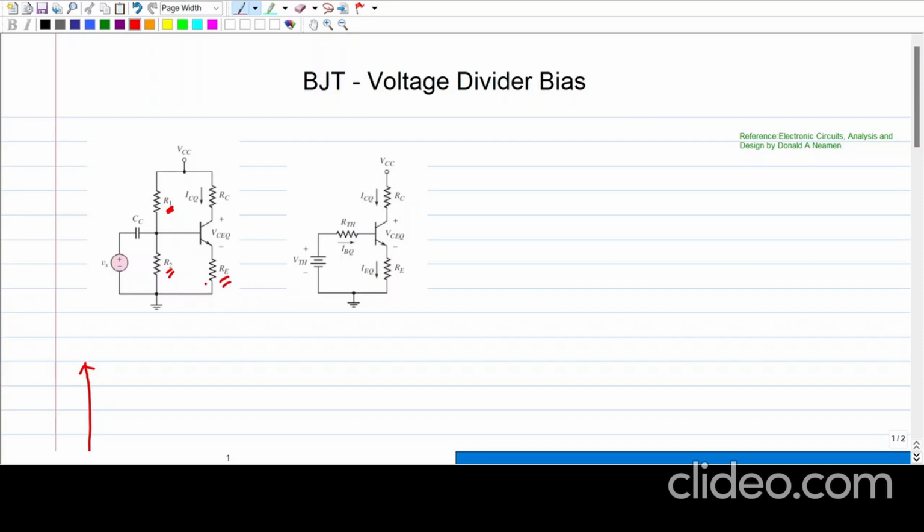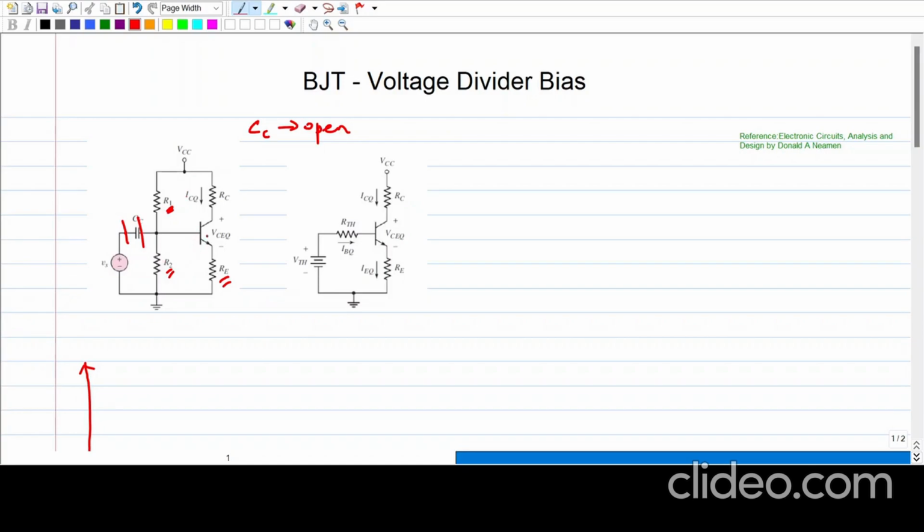First, we have to find the operating point, DC load line, and the Q point. For this, we have to draw the DC equivalent circuit. To draw the DC equivalent circuit, the coupling capacitor acts as an open circuit. So this is open, and the input signal is decoupled from the remaining circuit. So we will get only R1 and R2 in the remaining part.